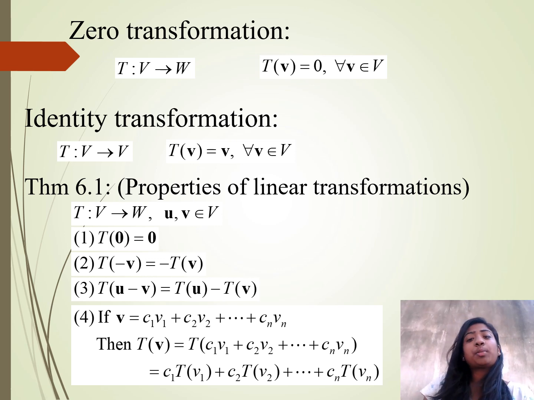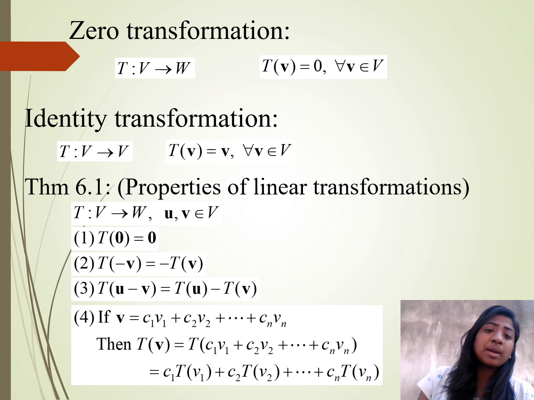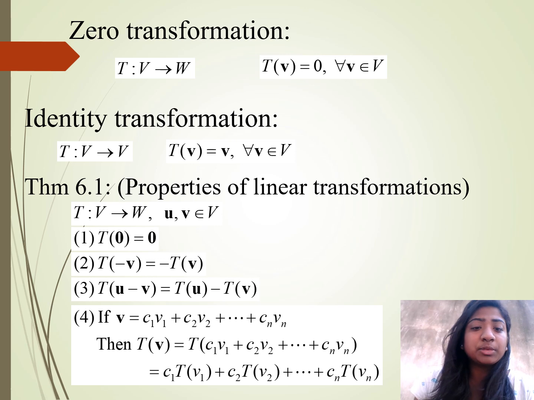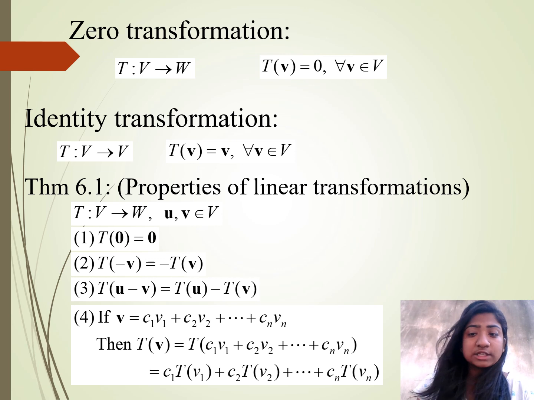The first theorem of properties of linear transformation: T mapping V to W, and u, v belong to V, such that the first condition is T of 0 equals 0, the second condition is T of minus v equals minus T of v. The third condition is T of u minus v equals T of u minus T of v.